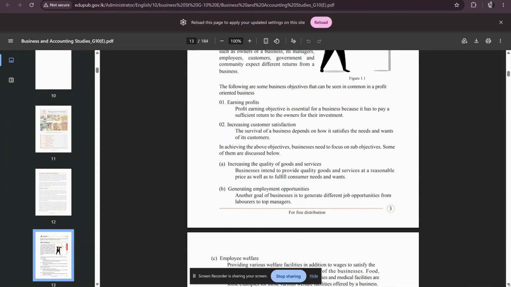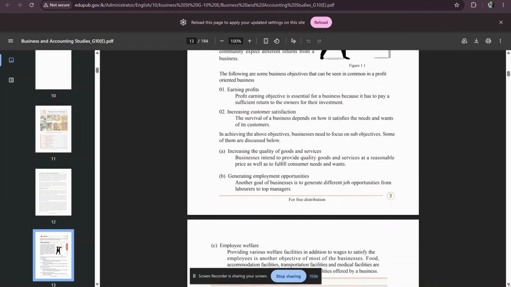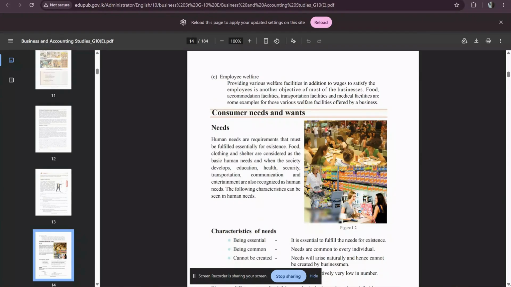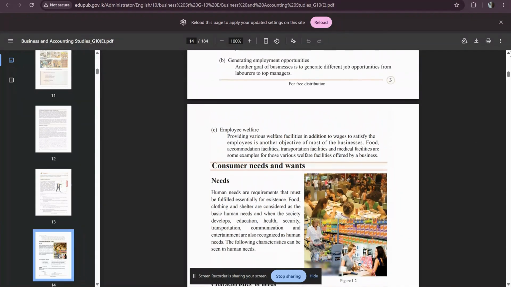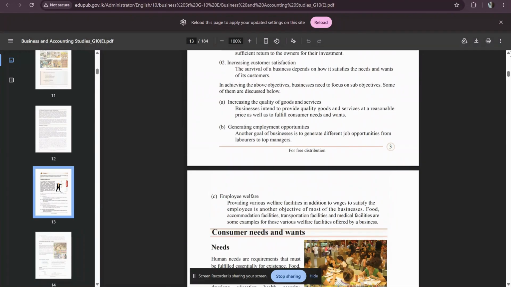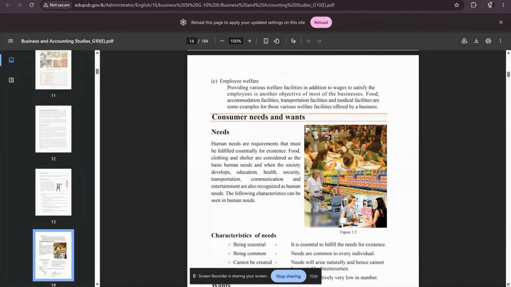Generating employment opportunities. So, the sub objectives are increasing the quality of goods and services and generating employment opportunities. Another goal of businesses is to generate different job opportunities for laborers to top managers. The third one is employee welfare. Providing various welfare facilities in addition to the wages to satisfy the employees is another objective of most of the businesses. Food, accommodation facilities, transportation facilities, medical facilities are some examples for those various welfare facilities offered by the business to the employees. So, the subcategories of the business objectives are increasing the quality of goods and services, generating employment opportunities, and employee welfare. So let's go to consumer needs and wants.